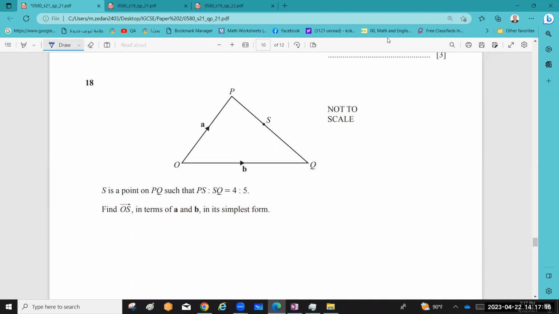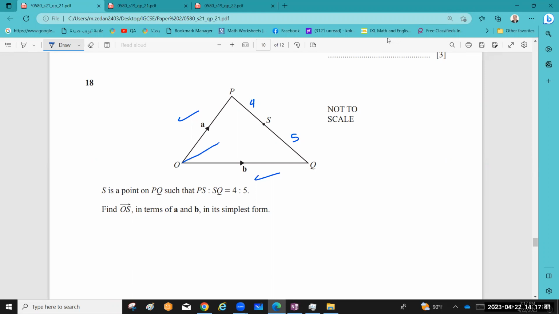How to solve vector questions for IGCSE paper 2. I have a sample of 3 questions from past papers. Let's solve it together. Question number 1. I have a triangle, with vector A and vector B named on OP and OQ, and I have a ratio between PS and SQ of 4:5. So PS is 4 parts and SQ is 5 parts. The question is find OS in terms of A and B in its simplest form.